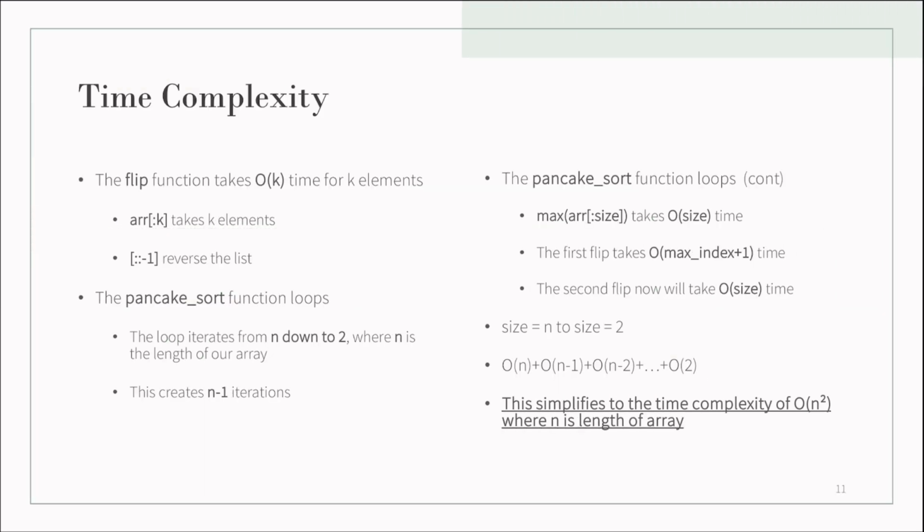As for our time complexity, the flip function takes O of k elements. The pancake sort function iterates from n down to 2, where n is the length of our array, and this is n minus 1 iterations. We also have to find the maximum of our array, which takes O of size time, and then the flip, which takes the max index plus 1 time, and then the following flips will take O of size. This gives us the time complexity shown below, and we simplify this down to O of n squared.